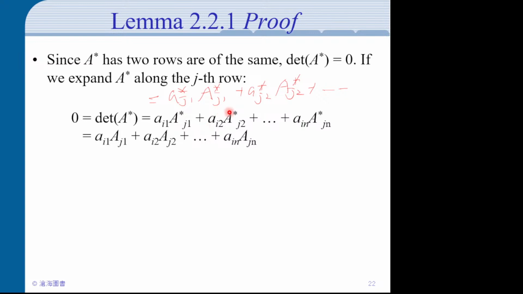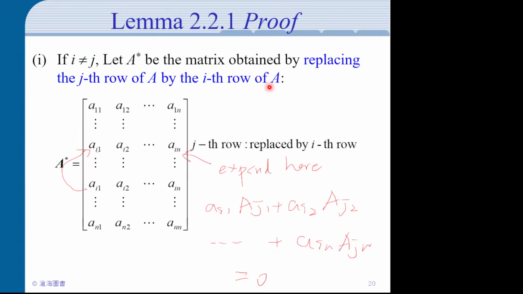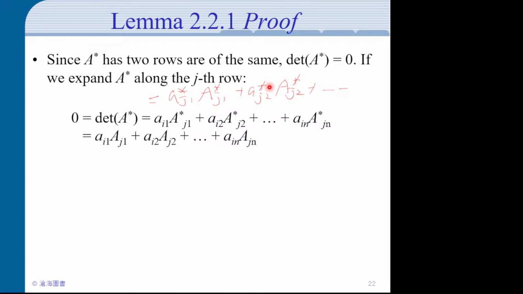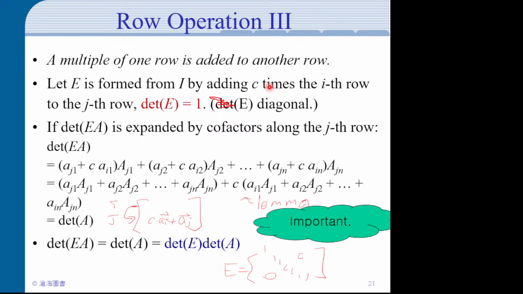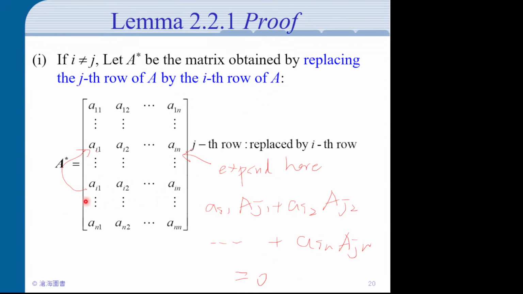So people seem more confused about lemma 2.2.1. Let's say again: the proof, the page we omit, is this. We define this A star as you replace the jth row of A with the ith row of A. So A star is this matrix which has two same rows.